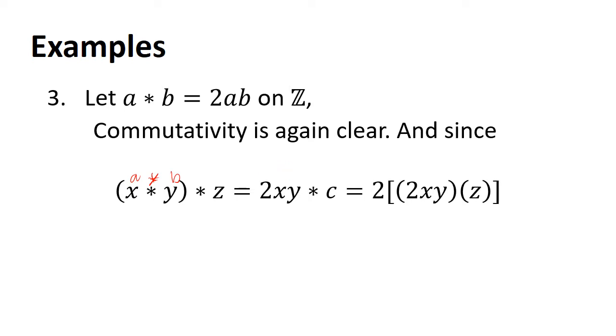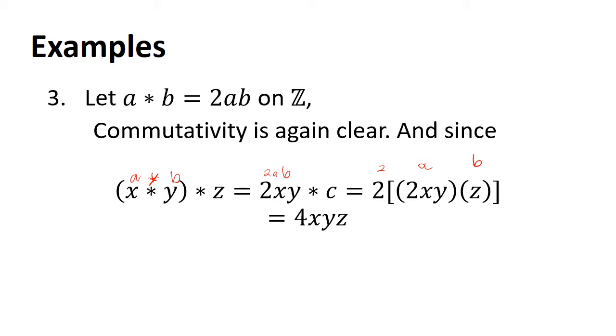And then we get 2XY star Z. This time, 2XY is the new A, and Z is the new B. What happens if we star A and B? We should get 2 times A times B. Since A equals 2XY from the previous step and B is equal to Z, we have 2 times the product of 2XY and Z. Simplifying it, we will have 2 times 2, which is 4, times XYZ.